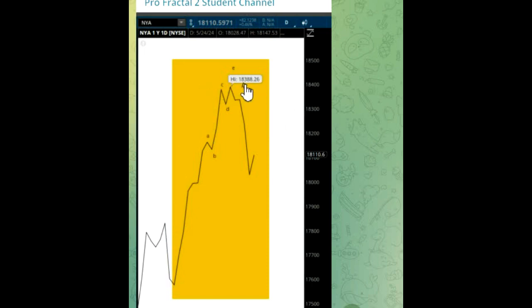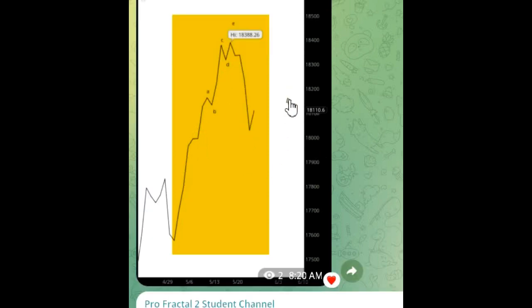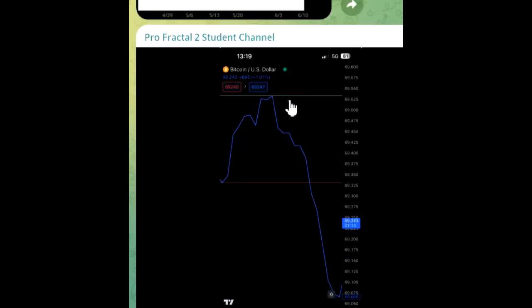If we hold here on a daily basis, it could be the top for the year, and it could turn, and we're going down. Okay, looking at next week here.